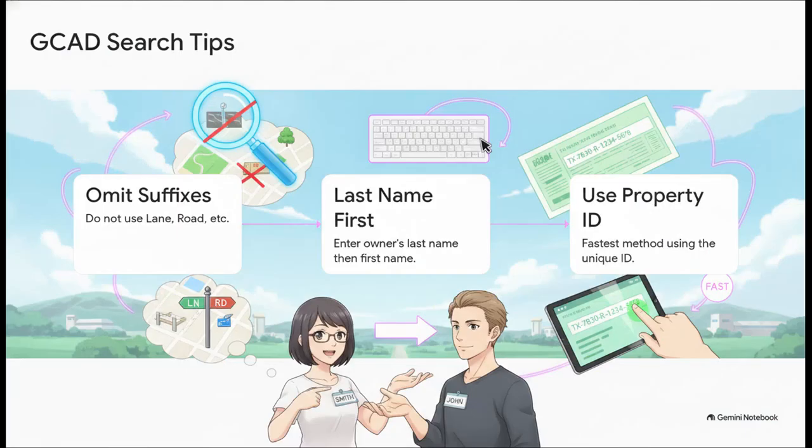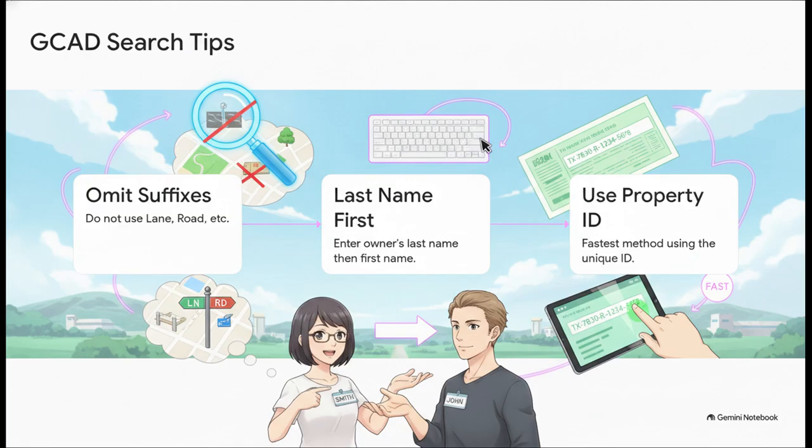Now, when you actually jump into that GCAD online portal, you'll find the search engine is, well, it's highly sensitive. I'm going to coach you through this so you avoid getting a frustrating blank page. Rule number 1. Omit street suffixes. Don't type lane or road, literally just put in the street name itself. Number 2, if you are searching by an owner's name, always enter the last name first, followed by the first name, and don't use any punctuation.